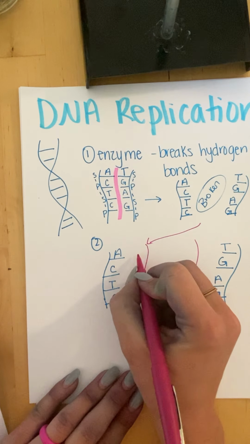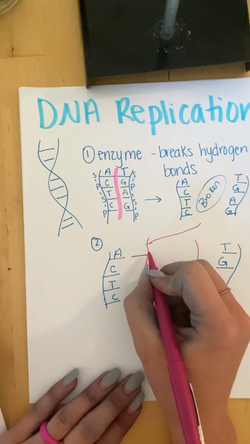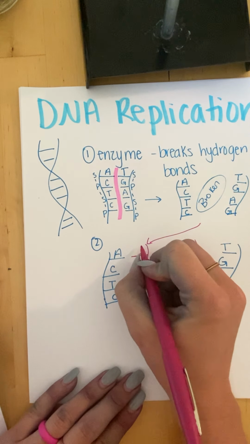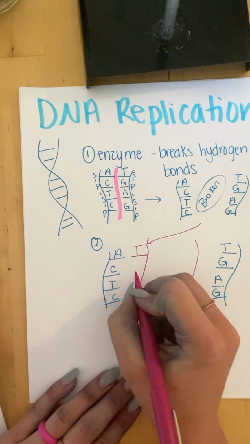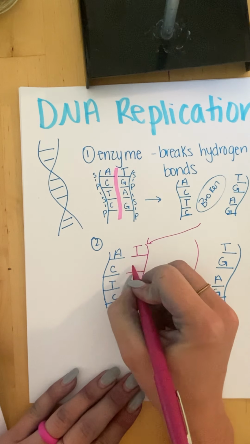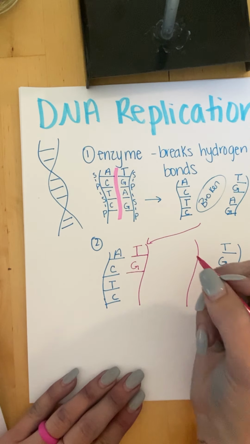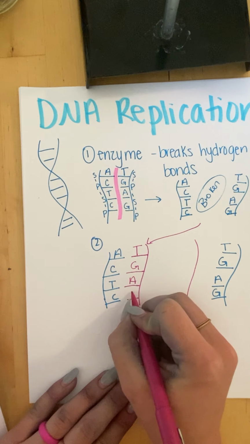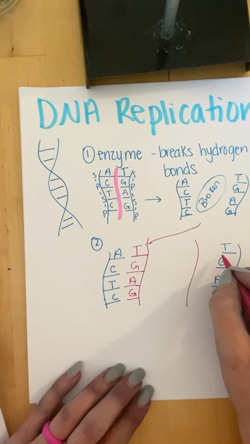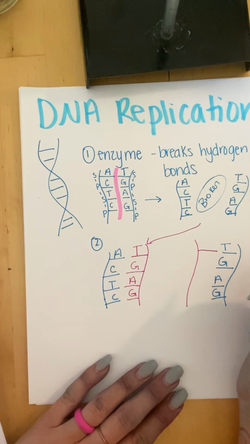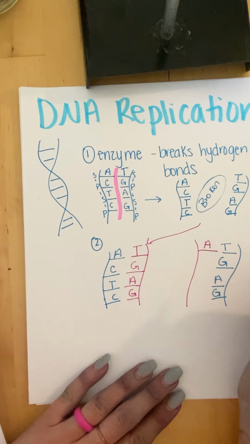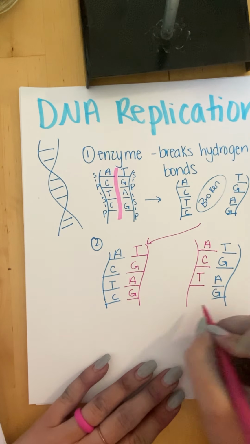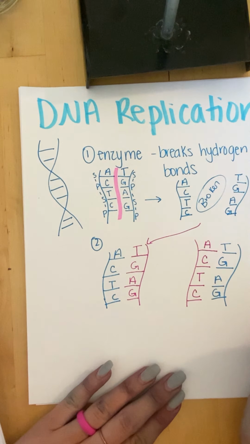If we have a new unpaired nucleotide coming in, and this one is adenine, the new one should be thymine. If we have cytosine, it should pair with guanine. T should pair up with A, and C should pair up with G. Let's do this side now. We've got an unpaired nucleotide. T always pairs up with A. G always pairs up with C. A pairs up with T. And G pairs up with C.